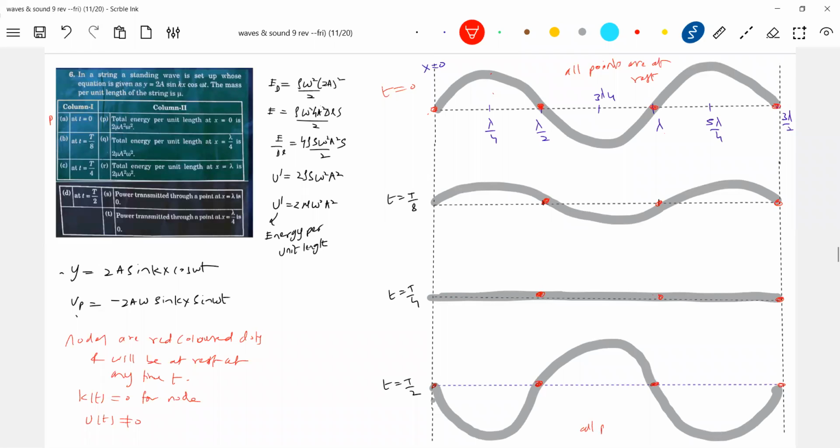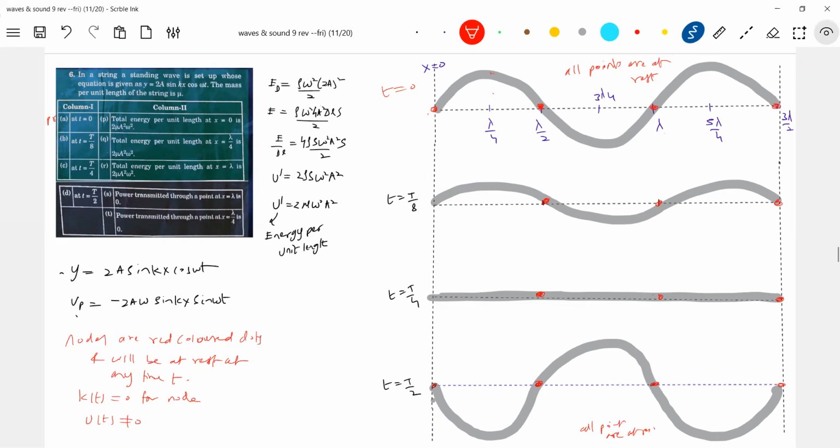Here, all points are at rest. And what is the strain at this particular point? Slope here will be 0 and kinetic energy also 0. So therefore, total energy per unit length at x equal to lambda by 4 is 0. I think I cannot pick up option B for A, option Q for A. Total energy per unit length at x equal to lambda is, again, lambda is a node, deformation energy will be there. So I should go for R. So P and R.